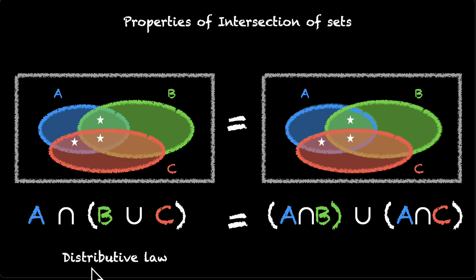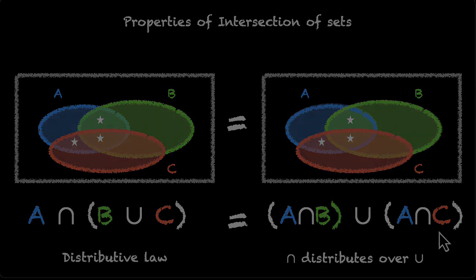This one is called the distributive law. Why distributive? Because we're distributing intersection over union. And the way to remember this one is, think of intersection as multiplication and union as addition. So A times B plus C is A times B plus A times C. That's how I remember it. And with this, we have covered most of the fundamental properties of intersection and union of sets.